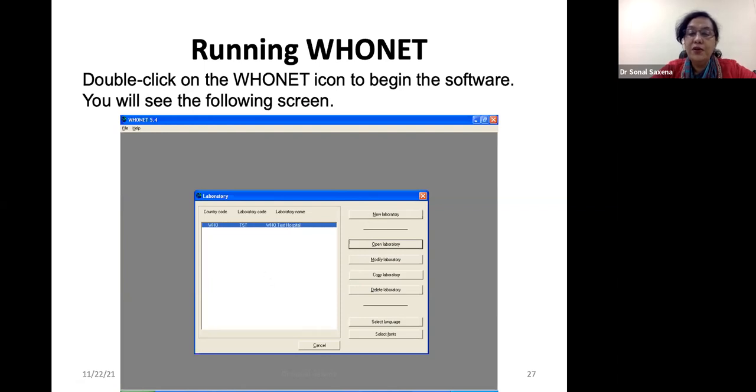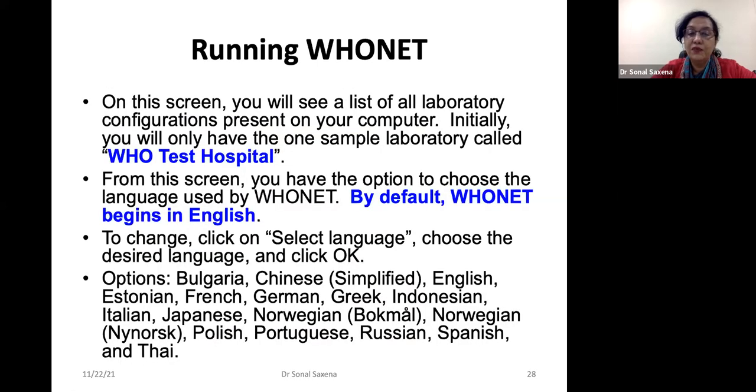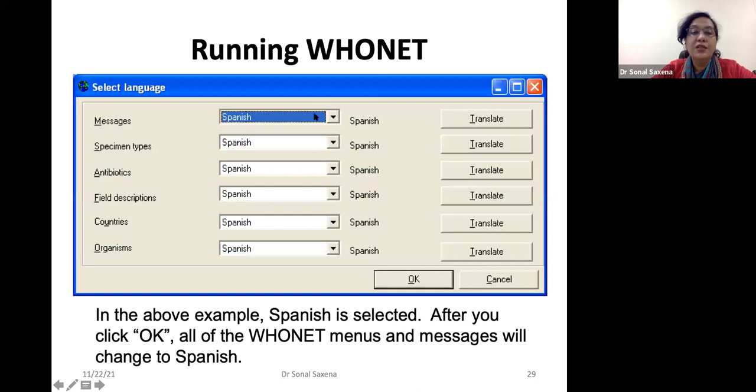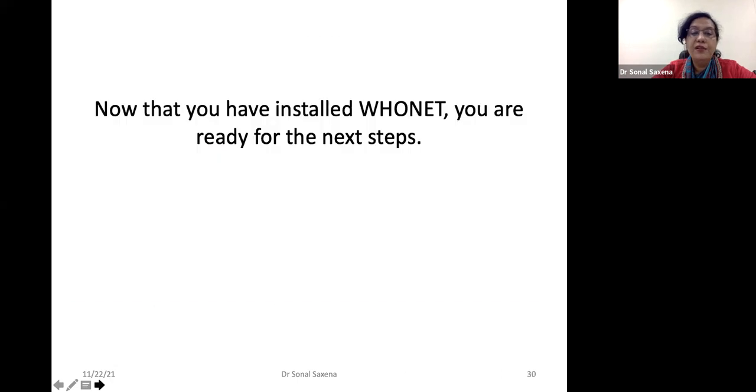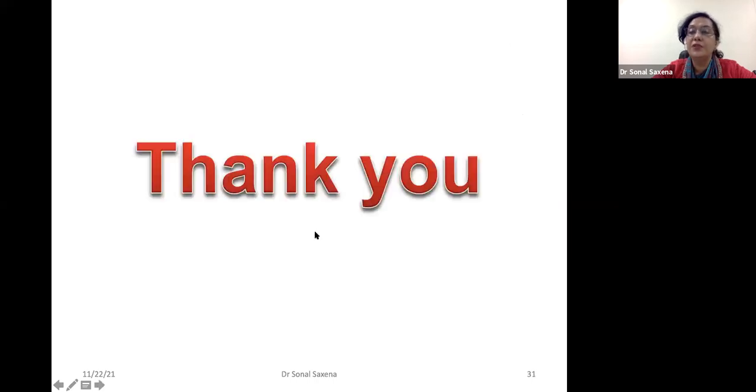When you click on the new laboratory, it will take you to another page, which will ask you to choose the language. By default, WHONET begins in English. But if you want any of these languages, they are available to you. As I've written, two or three more languages have been added in 2021. So you can pick up these languages also if you want. This is how you select the language, and you okay it. I feel the majority of people are okay with this, so we'll continue with this.